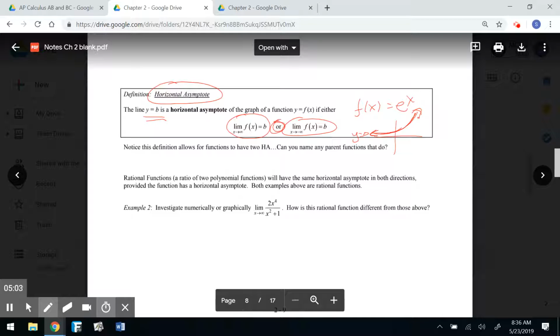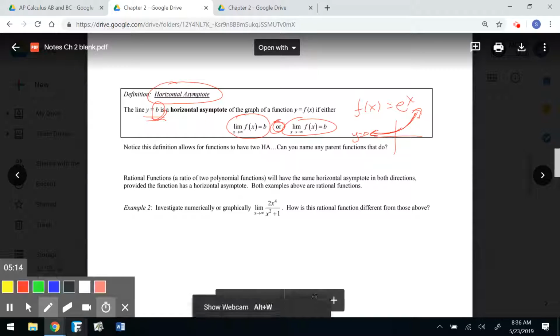It doesn't necessarily have to be both as we go to negative infinity and positive infinity. It has to go to the same value, but as long as one of them goes to that value, if one of them goes to a specific value b, then we say that there is a horizontal asymptote.